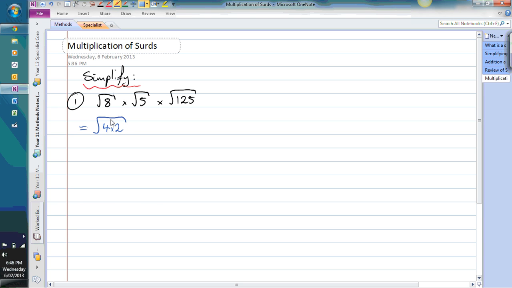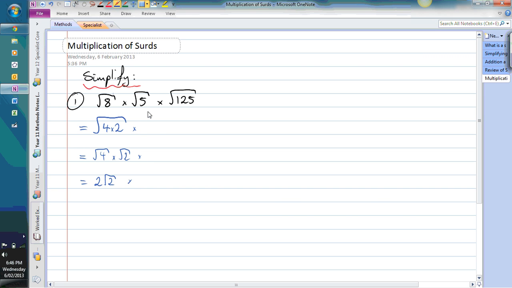The advantage of going 4 times 2, of course, is that 4 is a square number. So I can just, again using my multiplication laws, split this up into the square root of 4 times the square root of 2. We know that the square root of 4 is 2, so this becomes 2 root 2. Nothing shocking or difficult there.